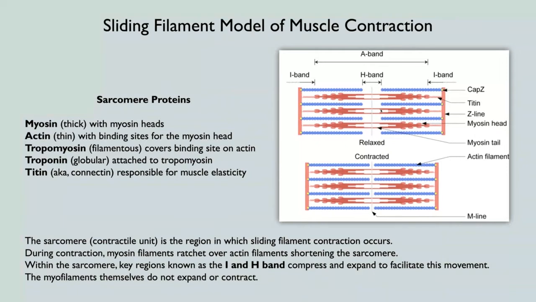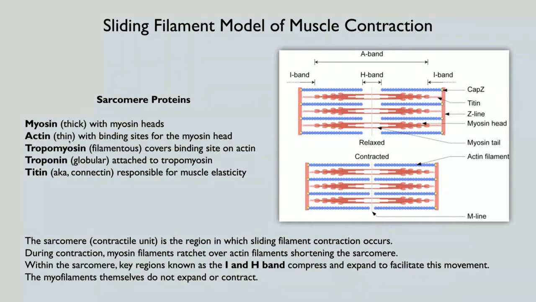What proteins are there in a sarcomere? The sarcomere is the contractile unit of the muscle, where this sliding of the filaments occurs. There are some proteins that are important. There are more than these, but these are the ones that we really need to know. We have the two myofilaments, actin and myosin. The myosin is the thick one that has the myosin head that binds later to actin, which is the thin filament. The thin filament has the binding sites for this myosin head.